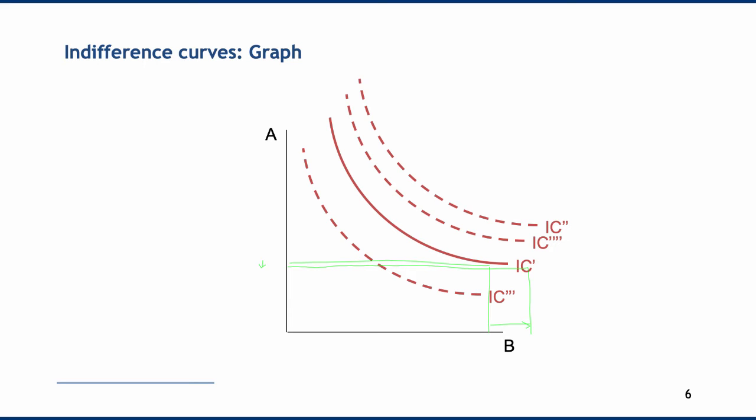Similarly though, if I'm up here somewhere and I'm currently consuming a large amount of good A relative to good B, then this just works in the reverse. Now that I have lots and lots of good A, I'll be willing to give up a significant amount of good A in order to receive a slightly smaller amount of good B. What we can see here is that if we don't have much of good B, then the indifference curve is going to be very steep. The more B that we have, the indifference curve is going to become increasingly flat.